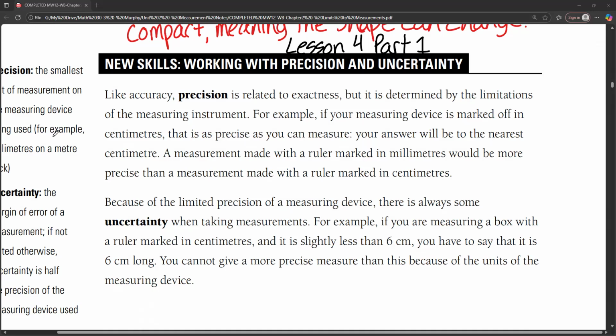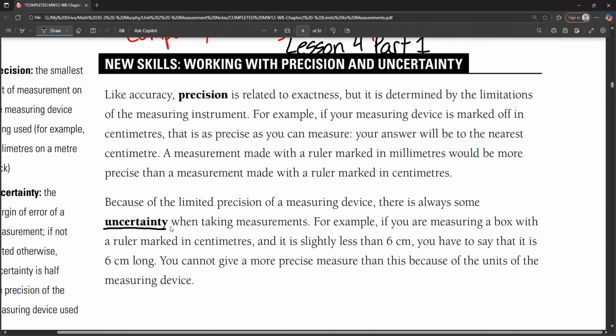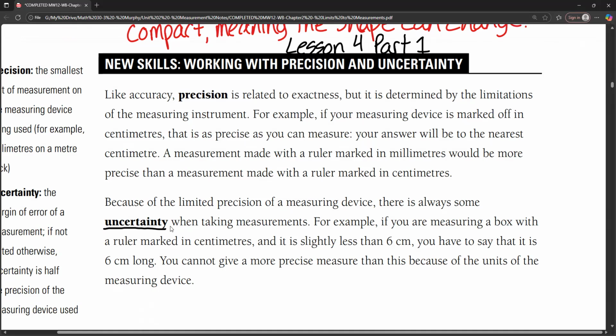Because of the limited precision of a measuring device, there is always some uncertainty. This is when your measurement lands in between the markings on the ruler. For example, if you're measuring a box with a ruler marked in centimeters and it is slightly less than 6, you have to say that it is 6 centimeters long. So what they're saying is the ruler doesn't have millimeters marked, just centimeters. You cannot give a more precise measure than this because of the units of the measuring device.